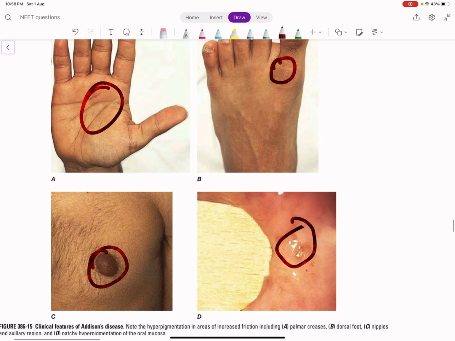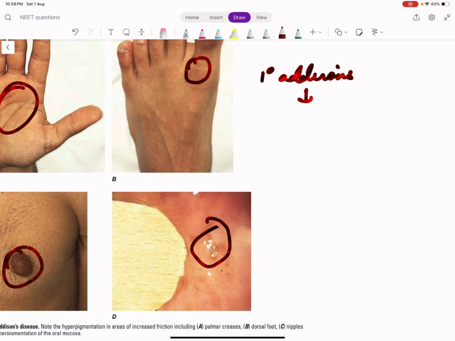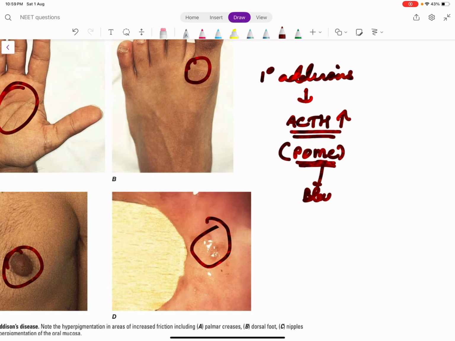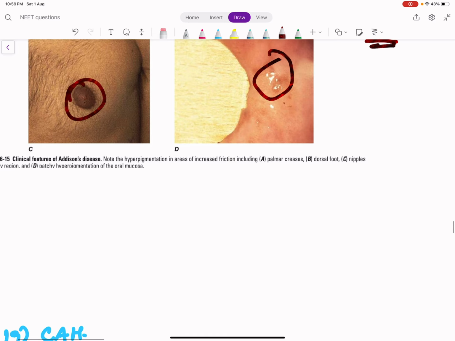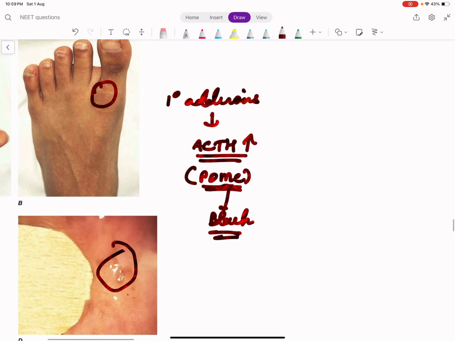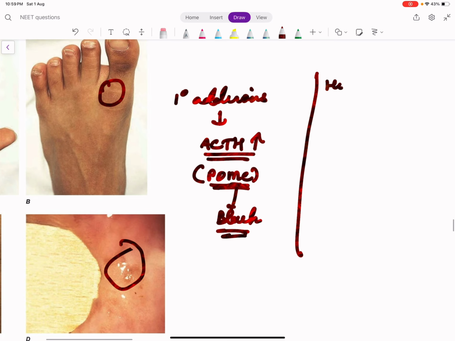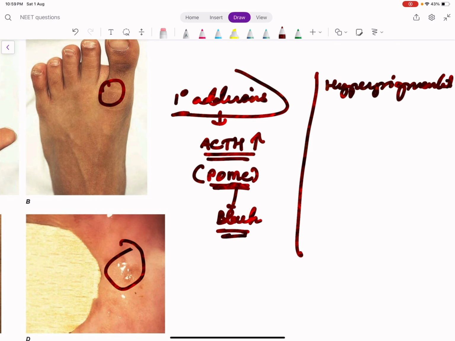Why hyperpigmentation? In primary Addison's, what happens? Glucocorticoid, mineralocorticoid, sex steroids, everything becomes low. When cortisol becomes low, by feedback ACTH increases. One of the breakdown byproducts of ACTH is POMC, pro-opiomelanocortin. Melanin gives black color to the skin. So case scenarios can give this term. If there is diffuse hyperpigmentation, it indirectly means it is primary Addison's.